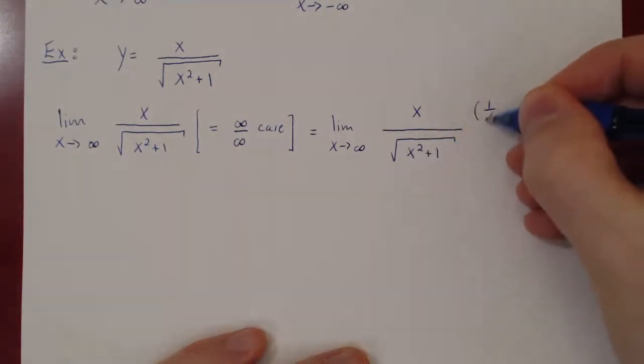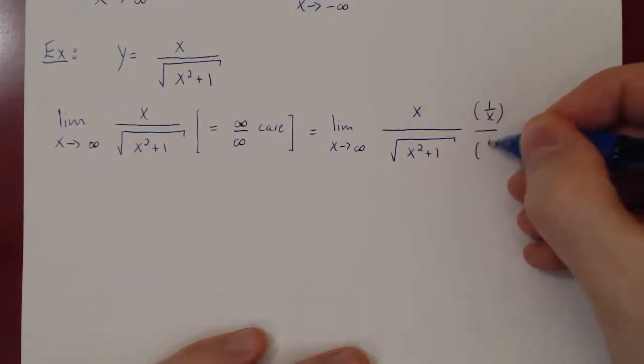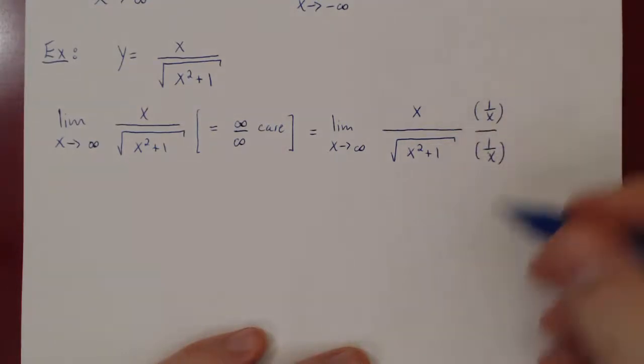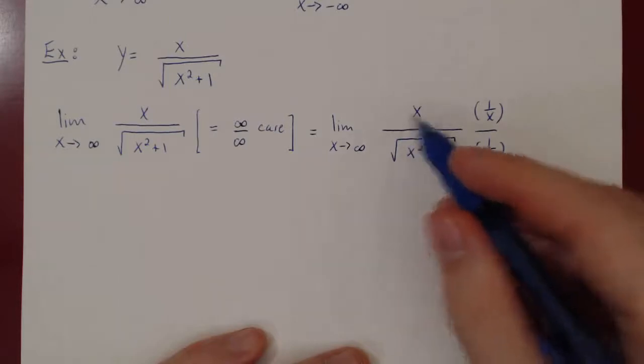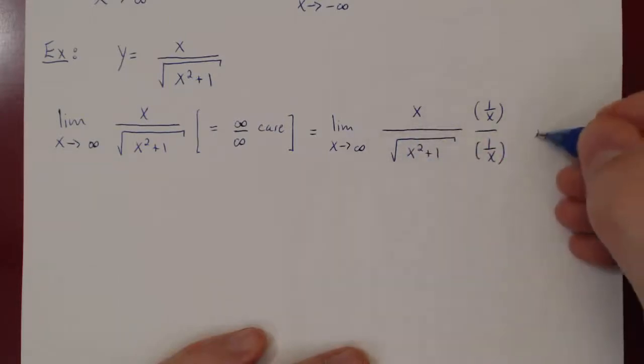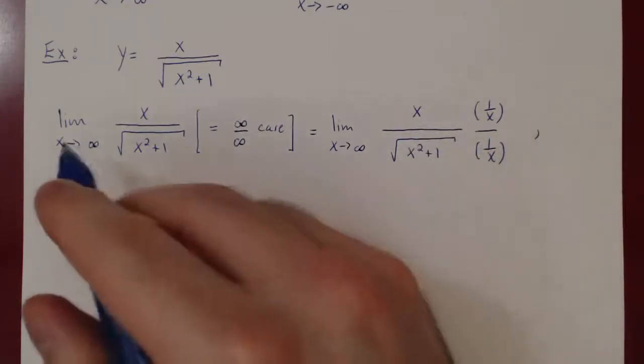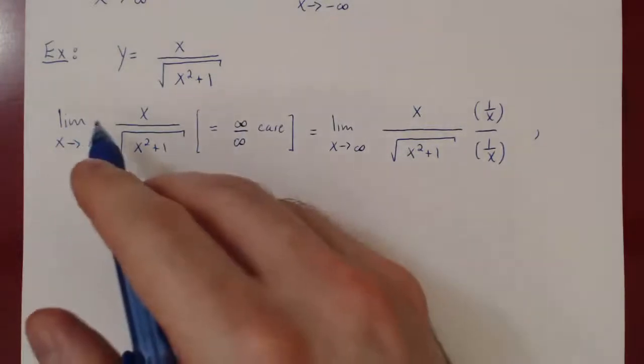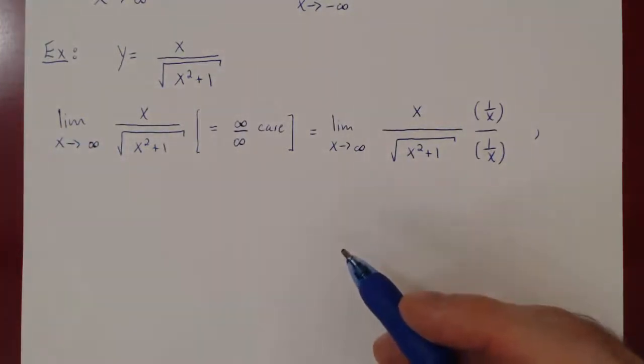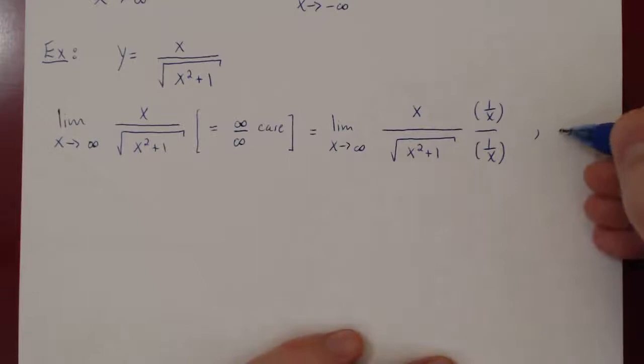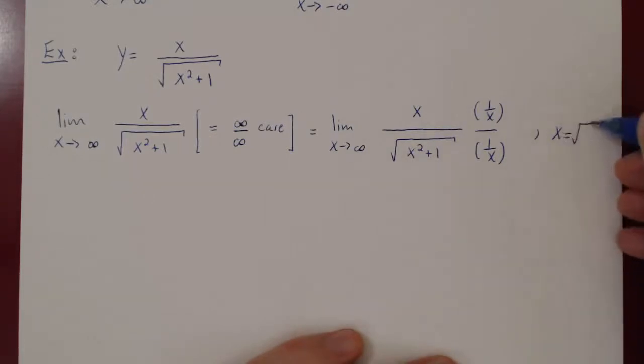So 1 over x over 1 over x is simply 1. Let's multiply through. And here we'll also do something else. Because x approaches positive infinity, x is positive, and so we can rewrite x as the root of x squared. But that's only because x is bigger than 0.